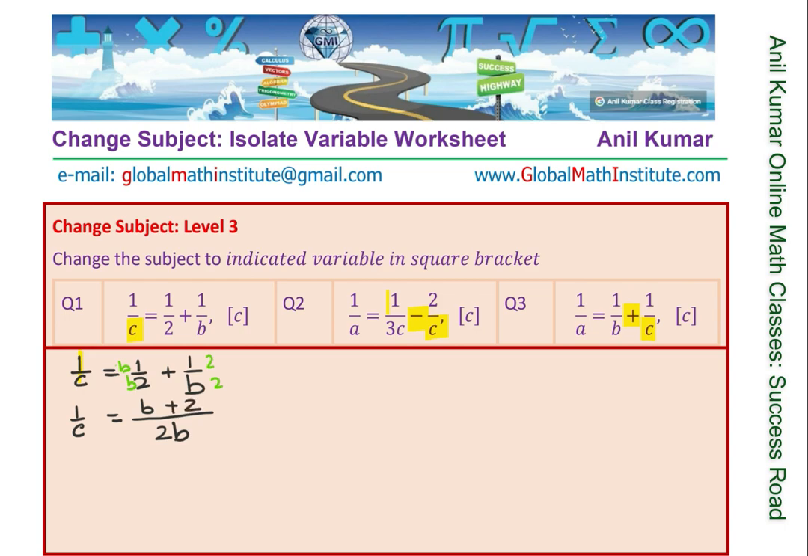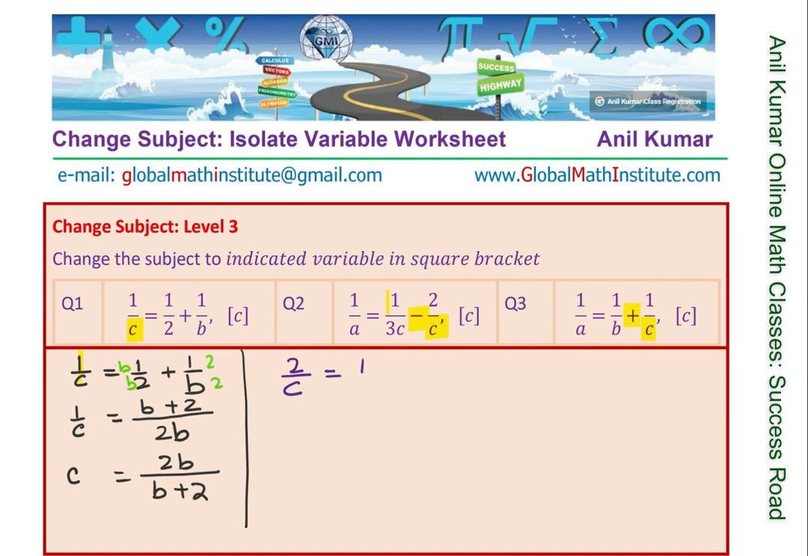And now to isolate C or change the subject to C, we'll just flip it. Reciprocal, you get the idea. So C is the reciprocal of what we have, which is 2B over B plus 2. Does it make sense? So we have changed the subject to C. C is on the left hand side, isolated, and is related with all other variables as shown on the right hand side. Perfect.